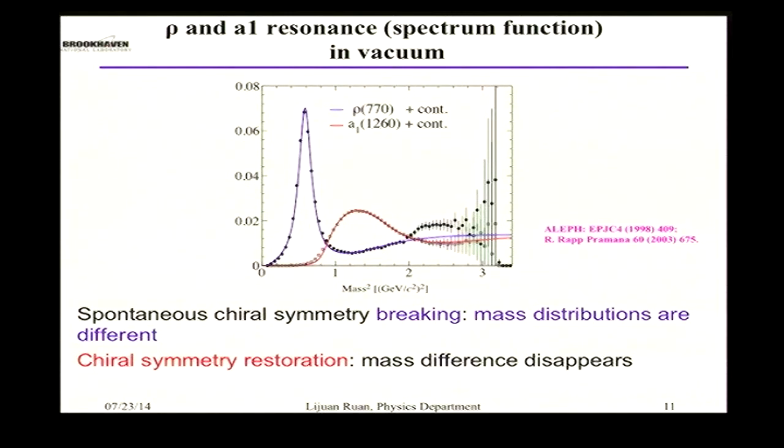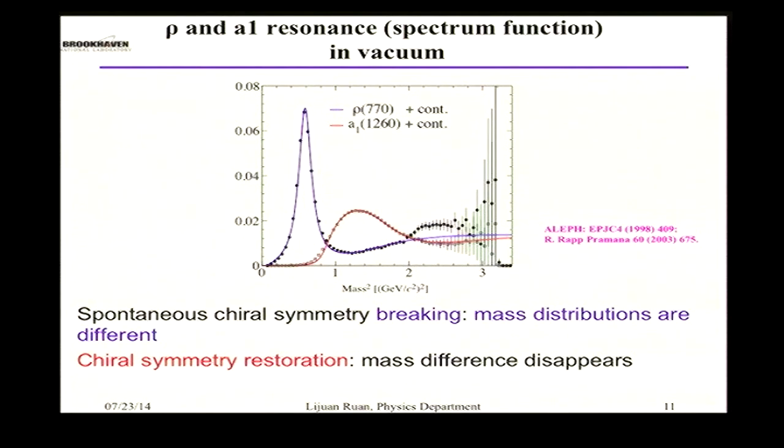When the temperature is high enough that chiral symmetry is restored, we would expect the mass distributions of these two particles to be modified, in a way that in the end the mass difference between these two particles disappears. That means their mass distributions completely line up with each other. So then the question is, can you experimentally measure that?